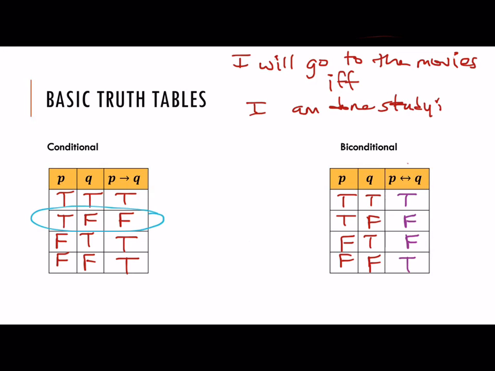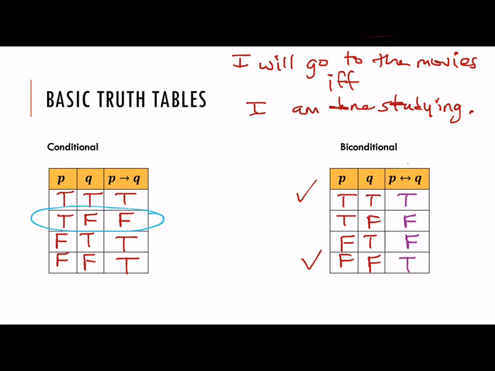Okay, so keep in mind what that means. That means if I go to the movies, then I am done studying. And if I am done studying, then I will go to the movies. Okay, so both of those things go together. All right, so let's say that you do go to the movies and you are done studying, well, then that would be a true statement. Right? And let's say that you don't go to the movies, but you are not done studying, well, then this is still a true statement because you said you would only go to the movies if you were done studying and vice versa.